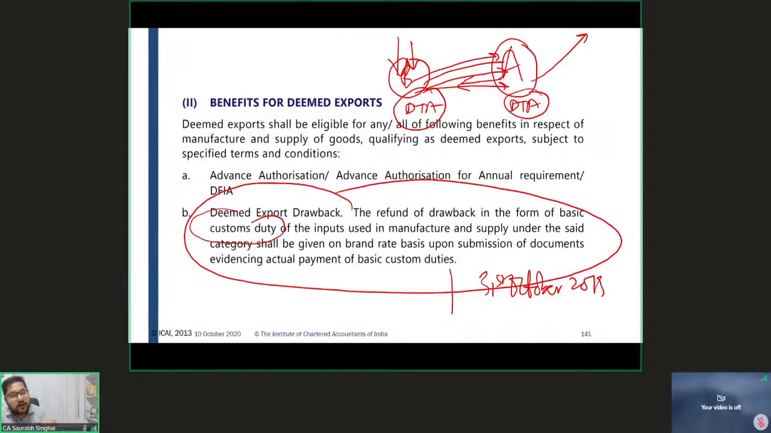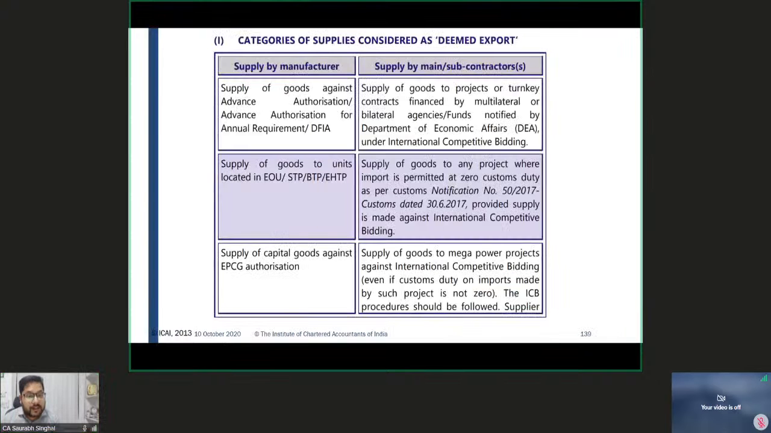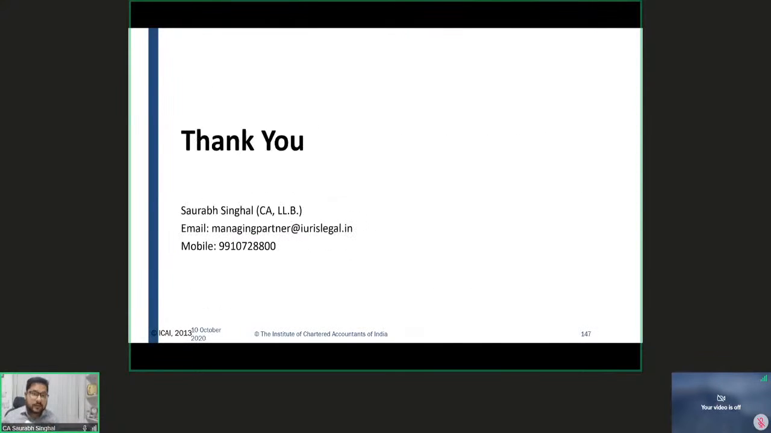So earlier the refund was, or the drawback was restricted to BCD part. But now I can also claim with effect from 31st October 2019, all industry rate or brand rate. So I will be taken at par with a proper exporter. That is the scheme for deemed exports. Now, this is one dispute in WTO which is not part of the syllabus, but you may refer to it in case this interests you.